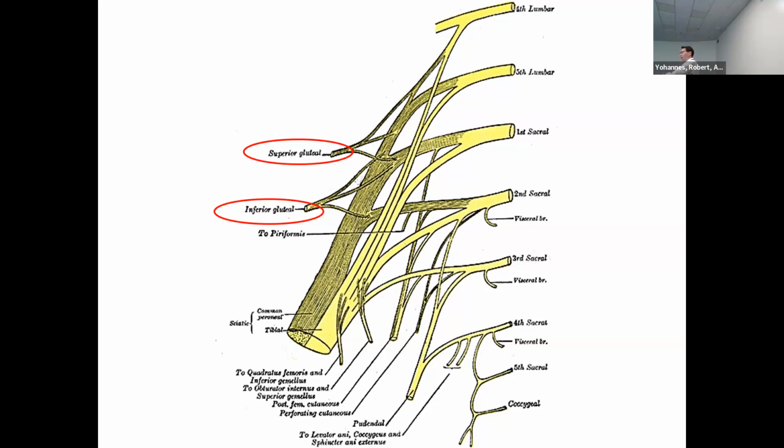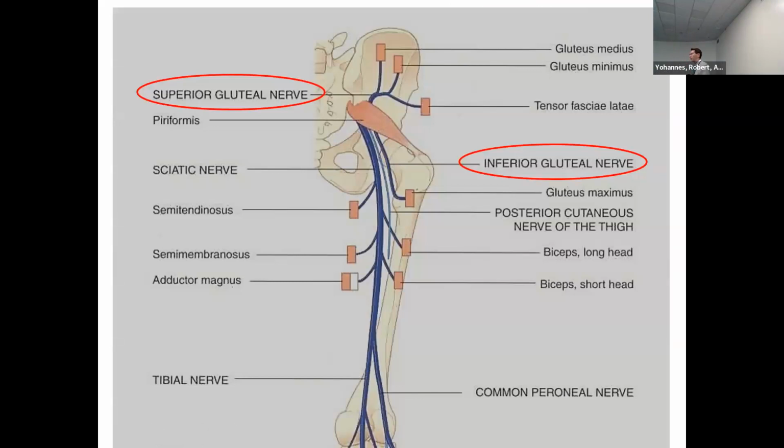The inferior gluteal nerve is just one root below, so it's L5, S1, and S2. Okay, so L5, S1, and S2. Now, why is this important? Because those are very, very important movements of the hip. Okay? We'll start with the superior gluteal nerve.